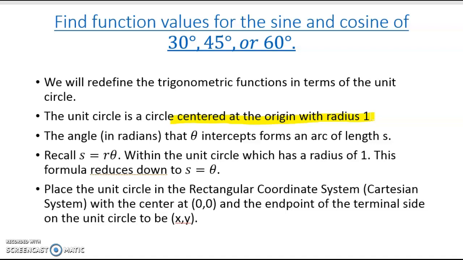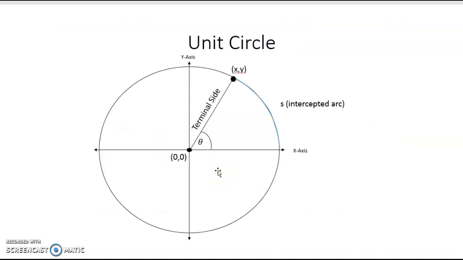Okay? The angle in radians, theta, that intercepts forms an arc of length s. Remember our formula, s equals r times theta. Since r is just 1, we really just have s is equal to theta. So we have our central angle right here, and this angle is directly related to this arc because they're equal, since the unit circle has a radius of 1. So theta is really just our intercepted arc.